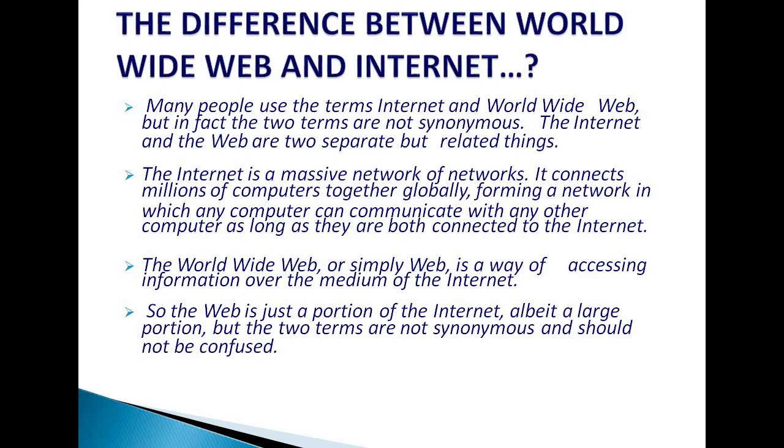In other words, the WWW is a simple way of accessing information over the medium of the internet. So the web is just a portion of the internet. The two terms are not synonymous and should not be confused. It is very clear in this slide: the internet is the network of networks, where the web, WWW, is just a portion of the internet.